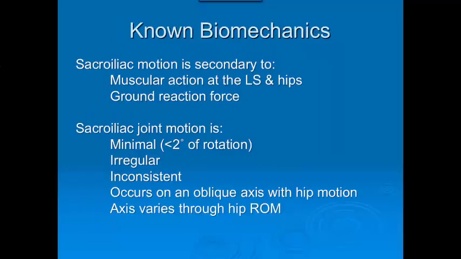What is agreed upon with SI joint biomechanics is that the joint moves by muscular action occurring either at the hip or the lumbar spine, or as a result of ground reaction forces. The SI joint does not move much and is not consistent. When it moves as a result of hip motion, it occurs upon an oblique axis, and the orientation of that axis will vary throughout available hip range of motion.